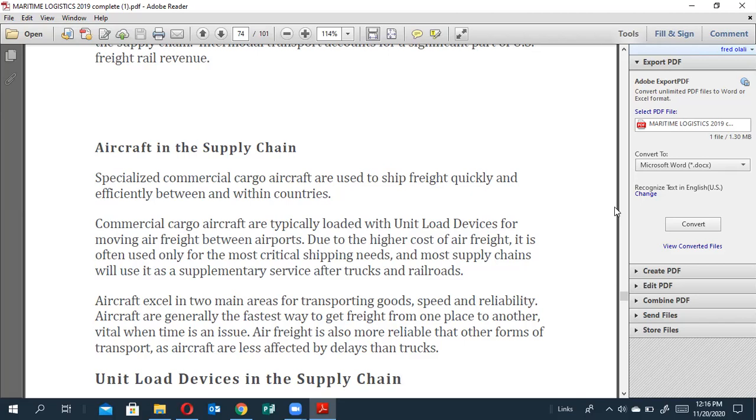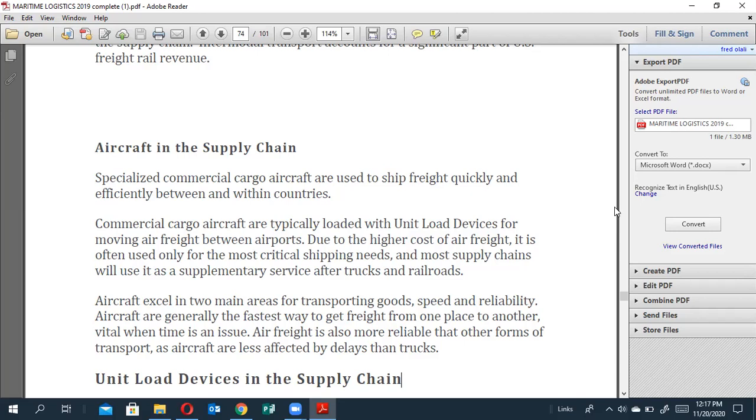So commercial cargo aircraft are typically loaded with unit load devices, what we call the ULD, for moving air freight between airports. Due to the higher cost of air freight, it is often used only for the most critical shipping needs, and most supply chains will use it as a supplementary service after trucks and railroads.